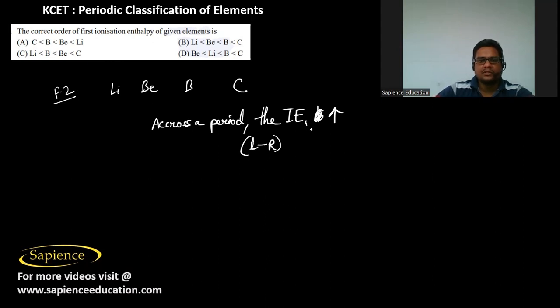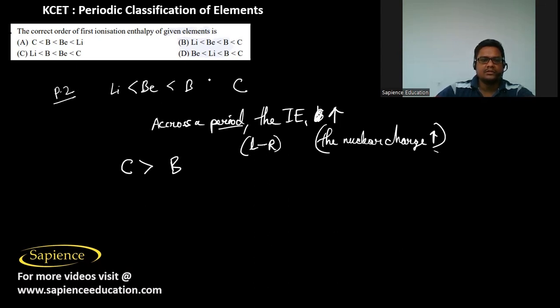The first ionization enthalpy increases from left to right. So here it means carbon has the highest ionization enthalpy, since across a period the nuclear charge increases, the effective nuclear charge increases. So the first ionization enthalpy also increases. So carbon has the highest, then beryllium. So in this order it should increase. So it is the expected order.